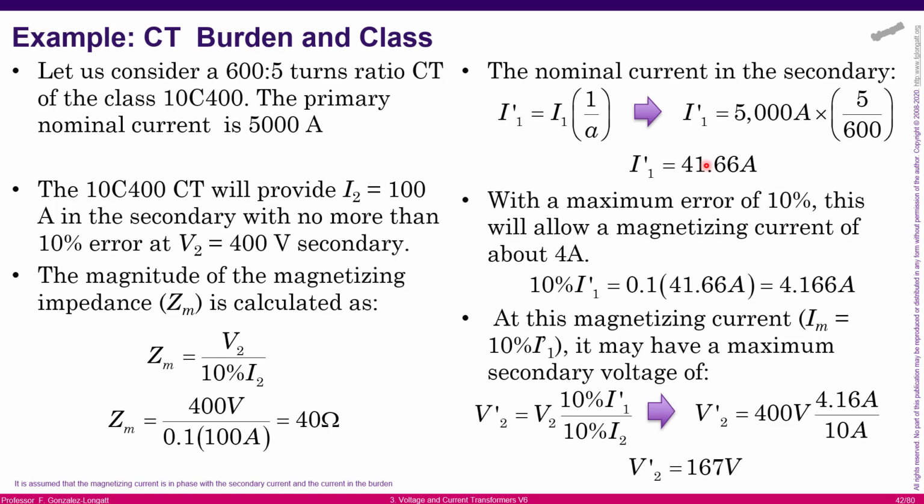Okay, if we assume that the maximum error is 10%, we are talking about the fact that at any moment the maximum discrepancy could be 4.166 amps. Okay, now what we need to do is very simple. The maximum voltage at the secondary when we are using 20 times the nominal current, at that moment we are talking about 400 volts across the secondary winding.